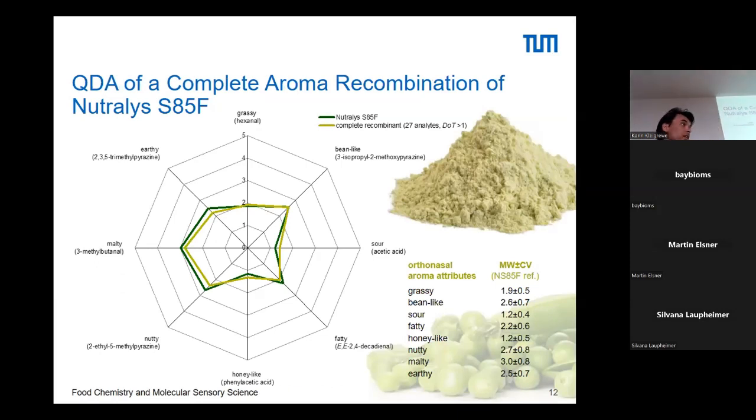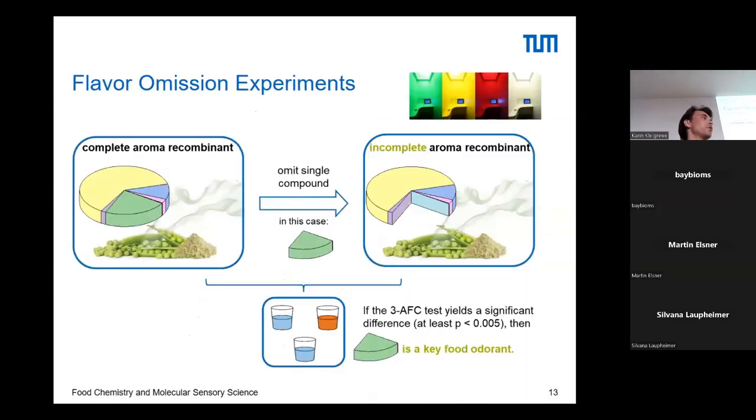So we created an aroma recombinant based on these 27 analytes and compared it in a sensory evaluation to the Neutralis S85F pea protein, which is presented in this darker green color. And you can see that there is quite a good fit between the complete recombinant in the lighter green and this darker green, so the reference. But as 27 analytes are pretty complex and it's really taking a long time to weigh all of them into the recombinant mixture, we wanted to know if we can further reduce this complexity and performed so-called omission experiments.